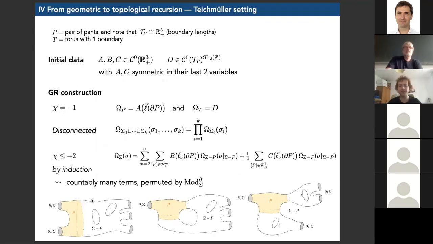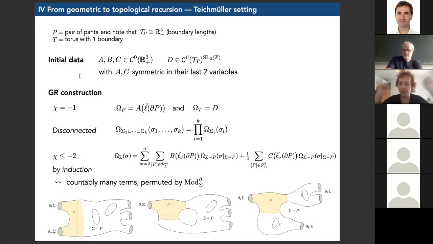So now instead of summing over all types of pairs of pants up to diffeomorphism, because I want to do something more geometric, I'm going to do it up to homotopy only. So we want to set up a recursion.